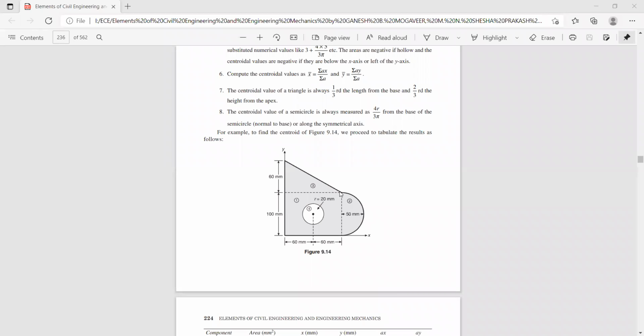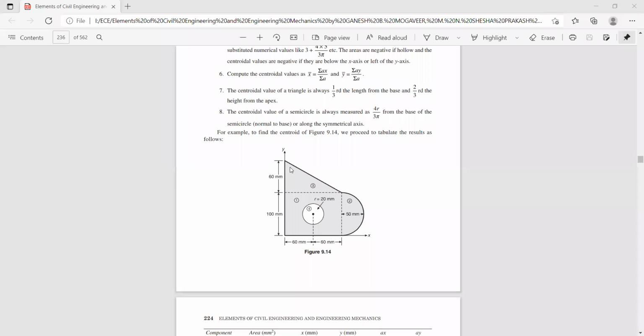Now we have selected the reference axes and divided the figure into a number of parts. One by one, you calculate the area of this rectangle. It happens to be 120 into 100, so that works out to be 12,000 millimeters square. And the area of the semicircle, here it is 2, is pi r square by 2. The radius is 50, so pi into 50 square by 2. So we'll get the area of the semicircle.